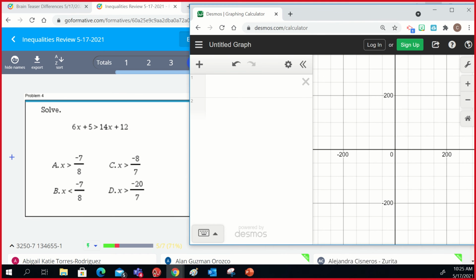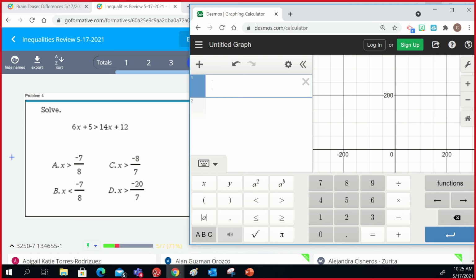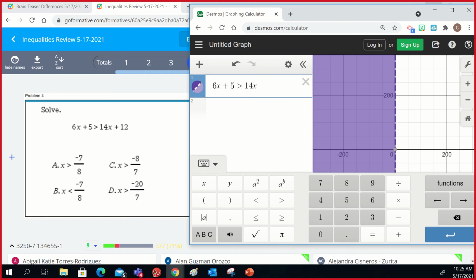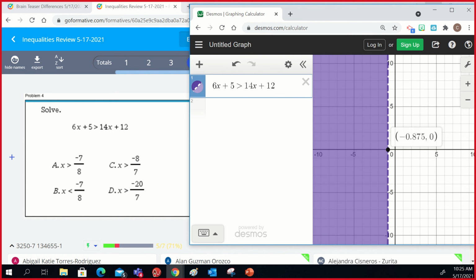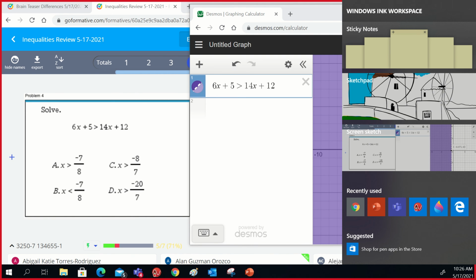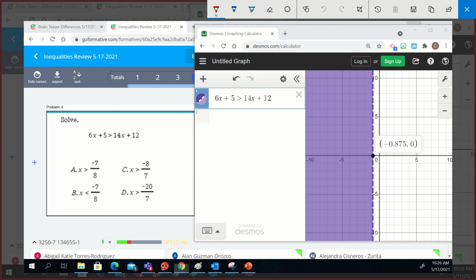So when we graph it, we do the same thing. We do 6x plus 5 is greater than 14x plus 12. And get home so I can see it. I know my answer is negative. Oh, let me get a screenshot here. My answer is definitely negative, and they're all negative, which is perfectly fine.